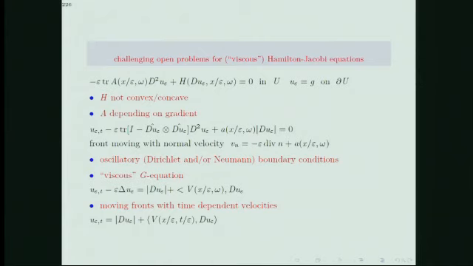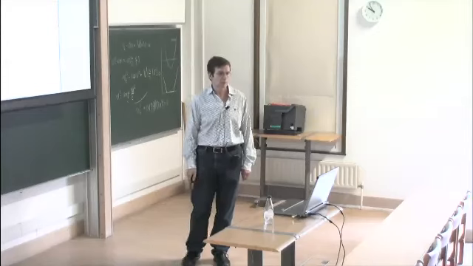And the next question, which again is open, and it's as difficult as this one, I think, is to put oscillatory in time vector fields for the G equation for the random case.